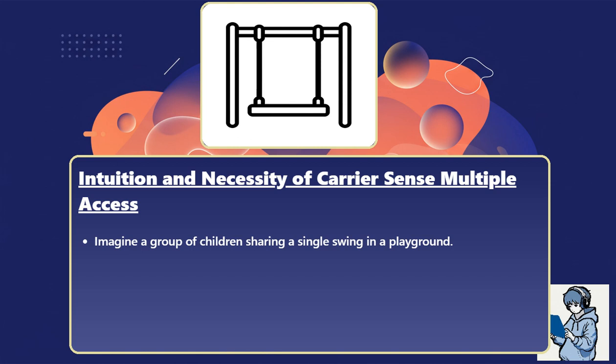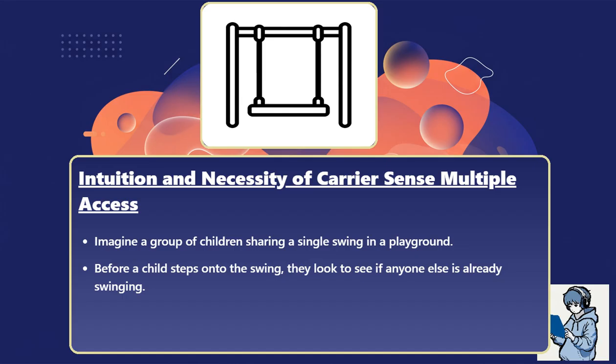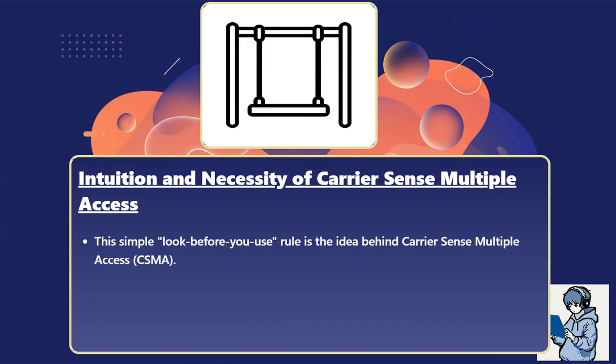Imagine a group of children sharing a single swing in a playground. Before a child steps onto the swing, they look to see if anyone else is already swinging. If the swing is free, they jump on; if not, they wait. This simple "look before you use" rule is the idea behind Carrier Sense Multiple Access, CSMA.